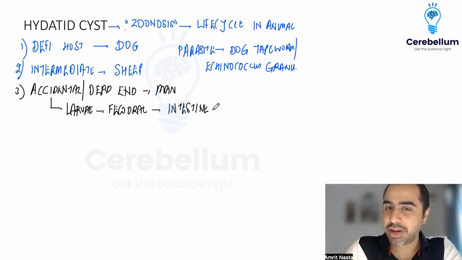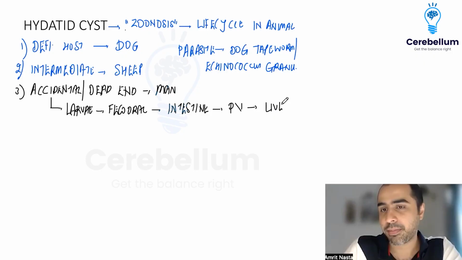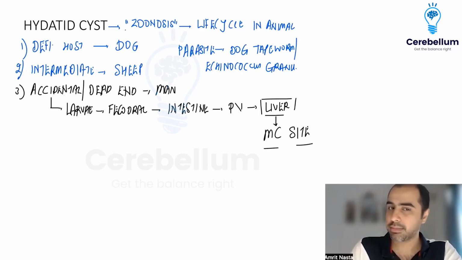And when it reaches your intestine, it punctures your intestine, enters the portal vein, and from the portal vein, it goes to the liver. That's why it commonly goes to the liver. So liver is the most common site of hydatid cysts in man because it is going from the portal vein.